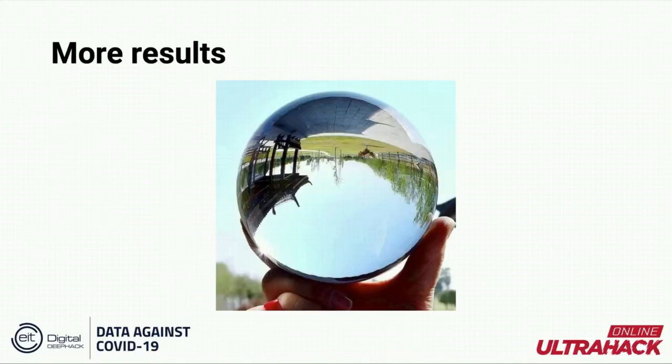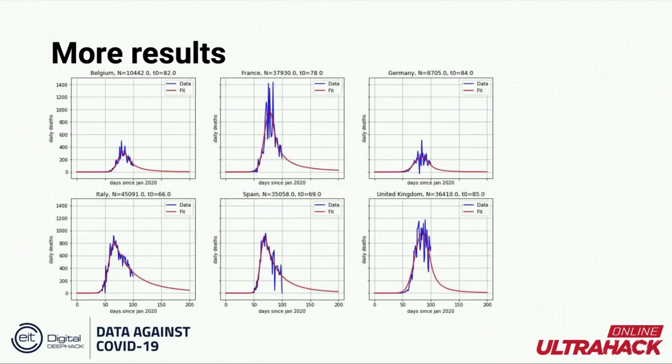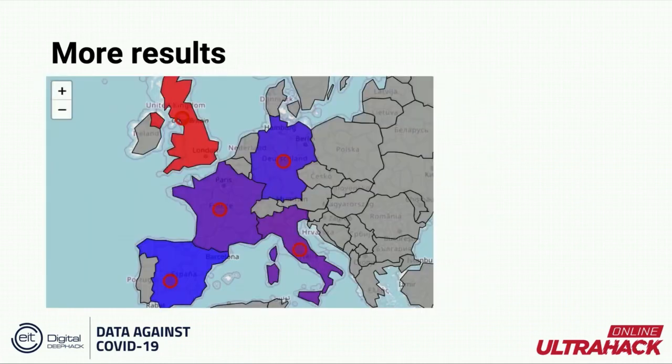In high-energy physics, the crystal ball function is well known to model various processes. We use it to fit numbers of daily deaths as a function of time. From it, we can deduce an estimation of the time of the peak of the epidemics together with the expected total casualty, which we have plotted here on this map.